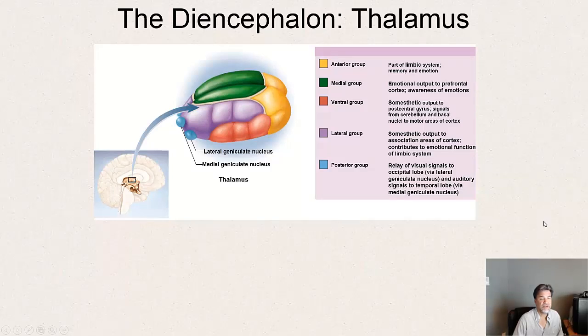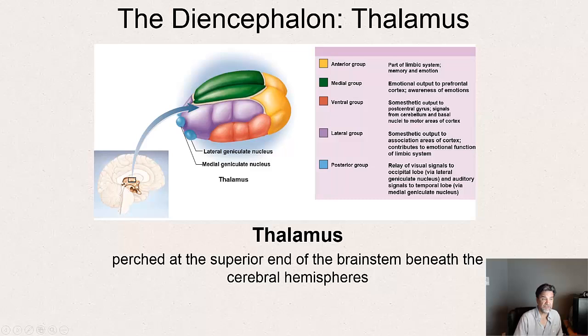So the diencephalon, two major components that we're going to talk about. The first is the thalamus. And the thalamus is a bilateral structure. It's a set of nuclei on both sides of the diencephalon, and there are many parts to it. There are several nuclei that make it up. It's just beneath the cerebral hemispheres.